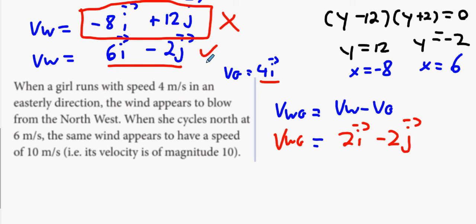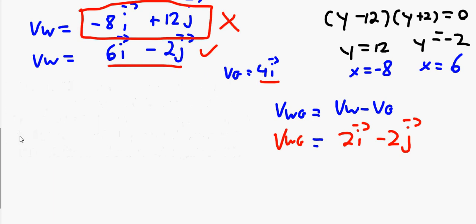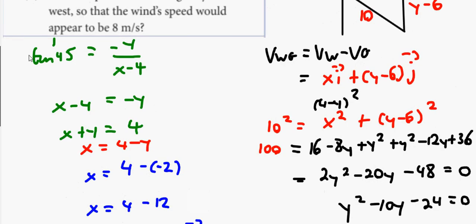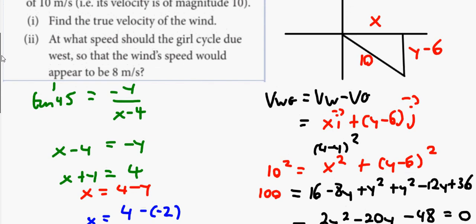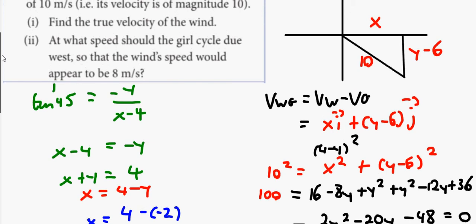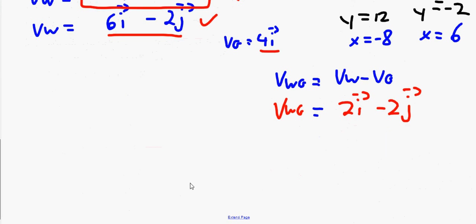Now there's a part 2, isn't there? There is a part 2. And the part 2 is, at what speed should the girl cycle due west so that the speed would appear to be 8 meters per second? So she wants to cycle west and her speed needs to be 8. No bother. So we'll take this information here.